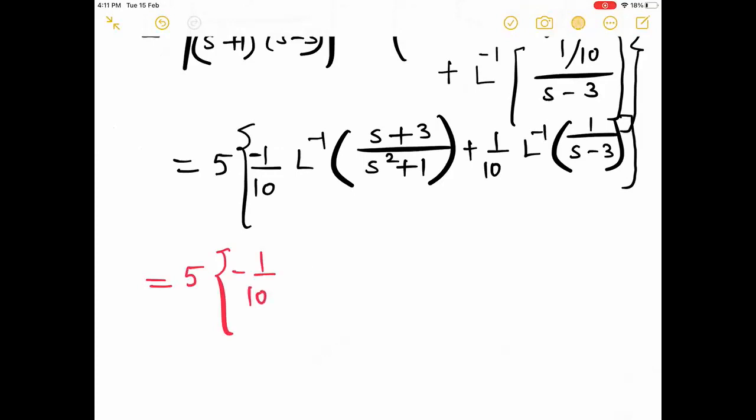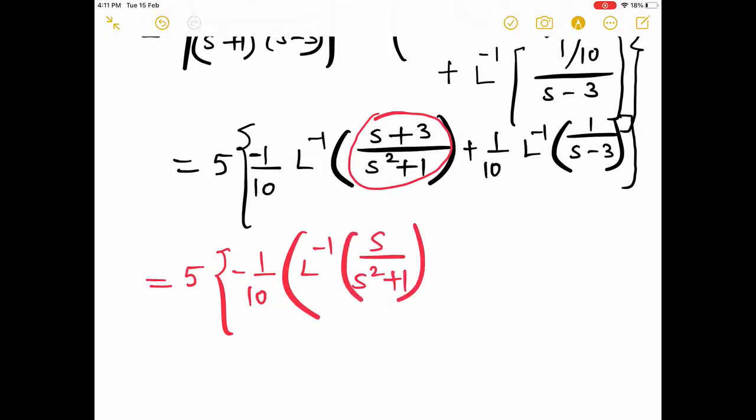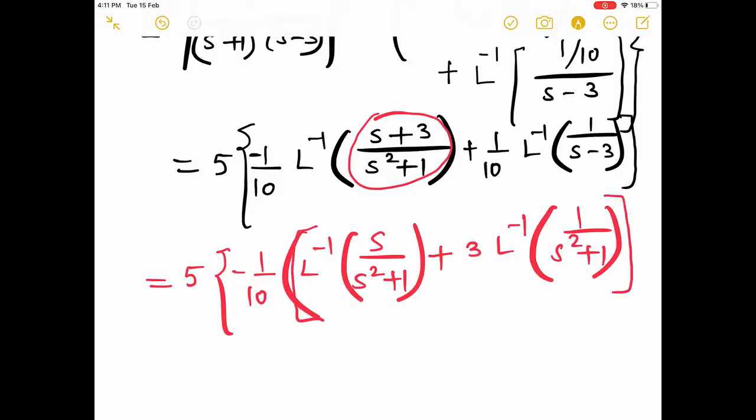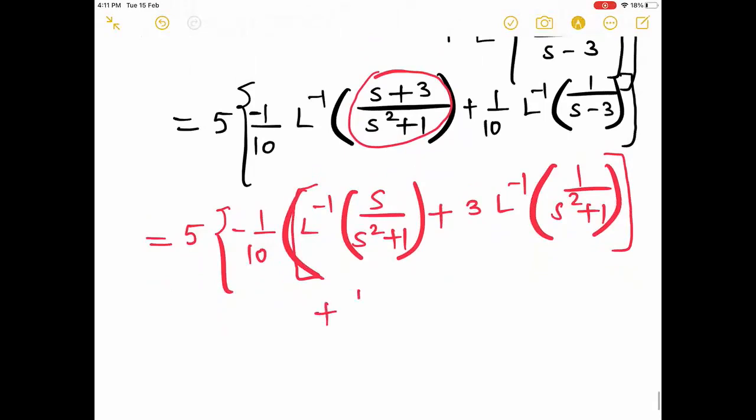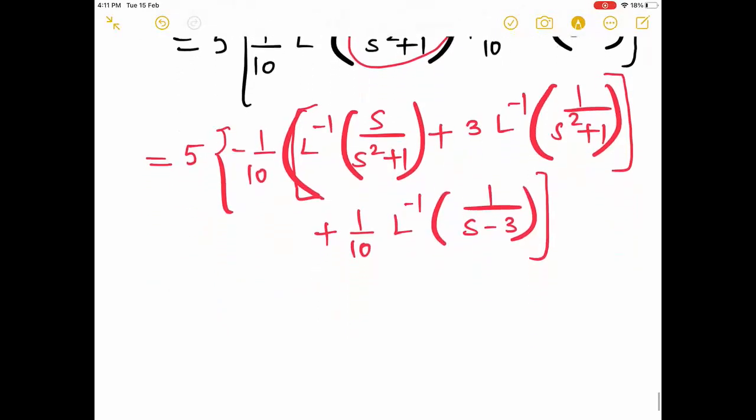Now here, once again, you split the two terms because there is no standard formula containing this one. So S upon S square plus 1 is one term. 3 upon S square plus 1 is another term. So it is inverse transform of S upon S square plus 1 and plus 3 into L inverse of 1 upon S square plus 1. This is the first bracket. I'll put square bracket here. And second term is 1 upon 10. This you will get, inverse transform 1 upon S minus 3. Standard formula is there. Now everything is in the standard result form.